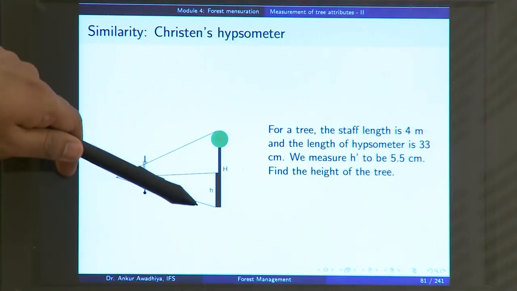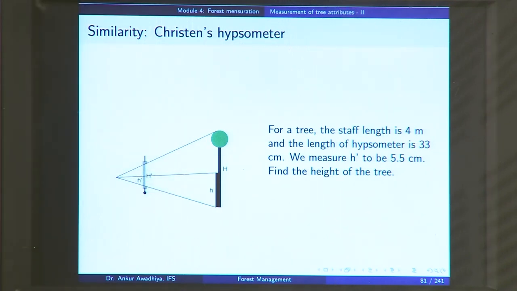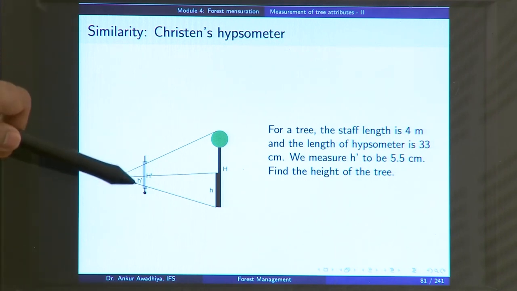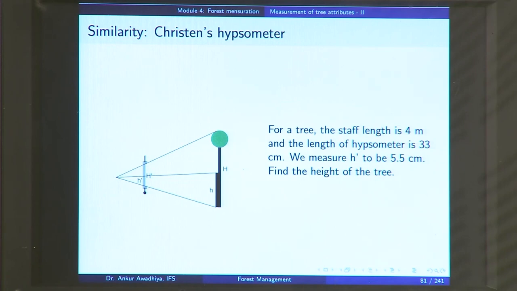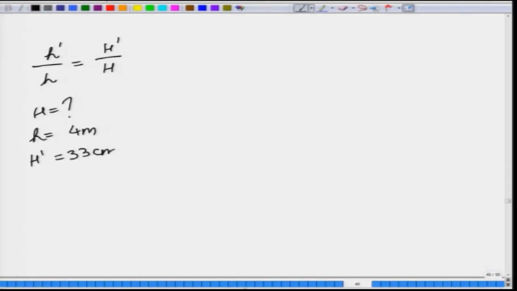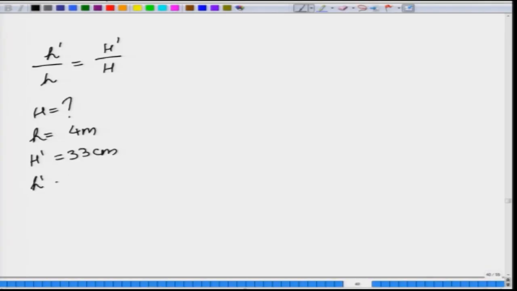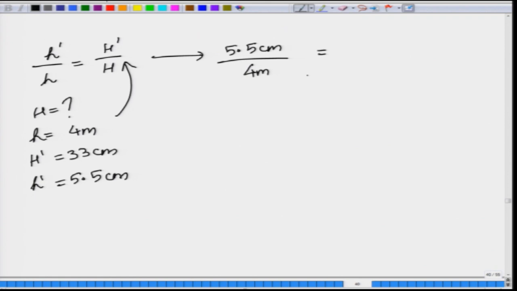We know the value of small h. So, small h is 4 meters. We know the value of capital H prime, which is the length of the hypsometer, which is 33 centimeters, and we have measured small h prime to be 5.5 centimeters. So, putting these values in this equation, what we get is small h prime, 5.5 centimeters, divided by small h, 4 meters, is equal to capital H prime, which is 33 centimeters, divided by capital H. So, you get that capital H is equal to 33 centimeters into 4 meters divided by 5.5 centimeters.